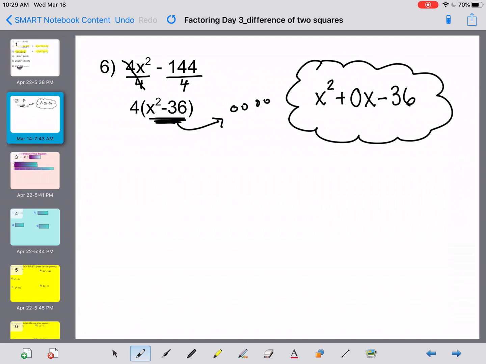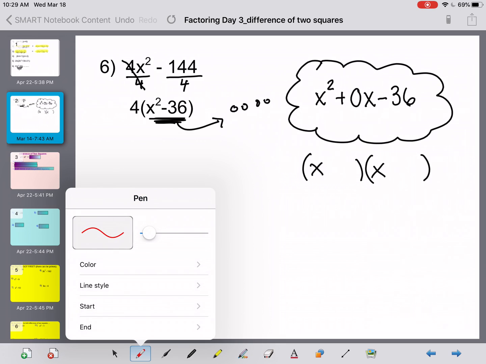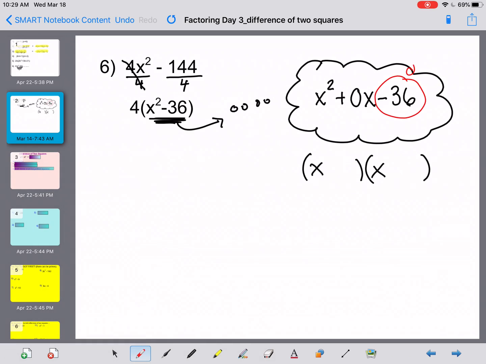So now I can do my double bubble with this. It would be x and x, right? I think to myself, this term here is negative, so it's going to be different signs. One positive, one negative. And I think I need things that multiply to make 36, right? And there's lots of things that multiply to make 36. So just a few is 1 and 36, 3 and 12, 6 and 6. There's more than this, but I'm just giving a few.